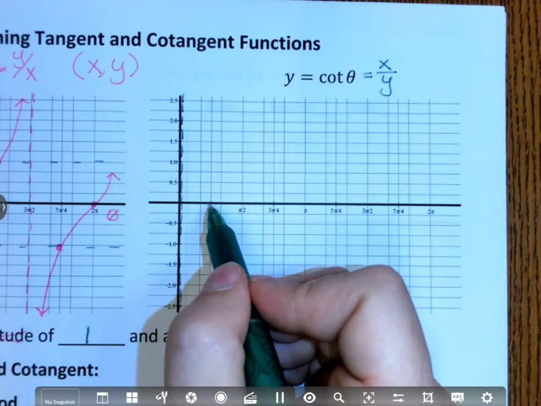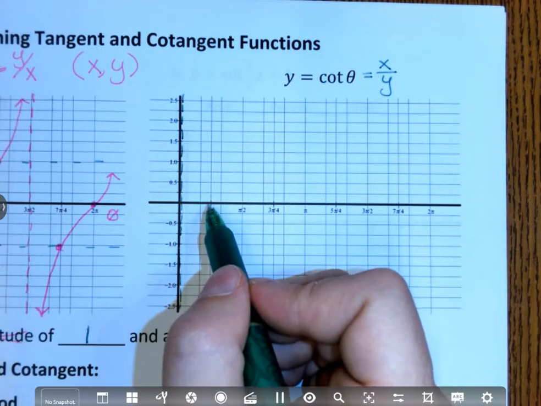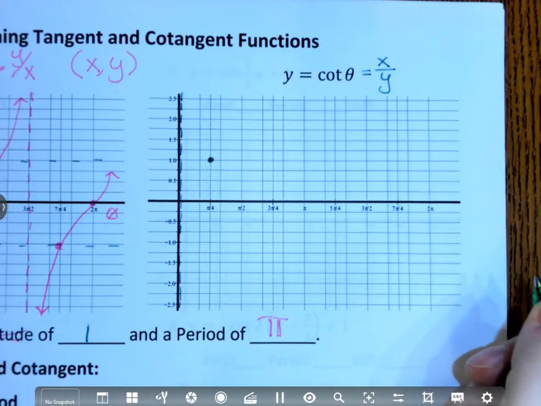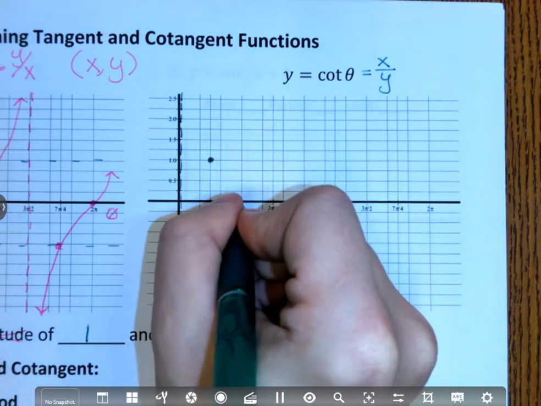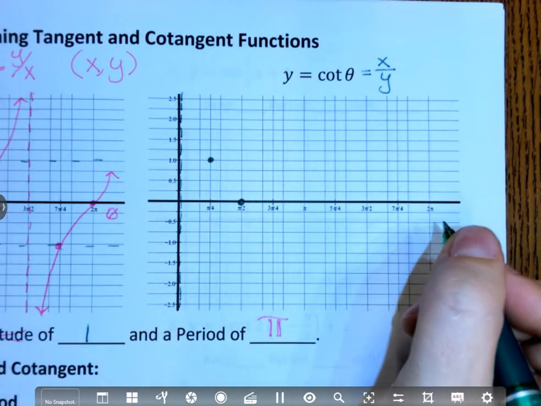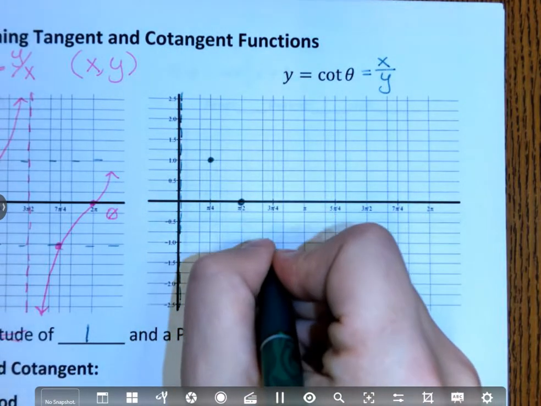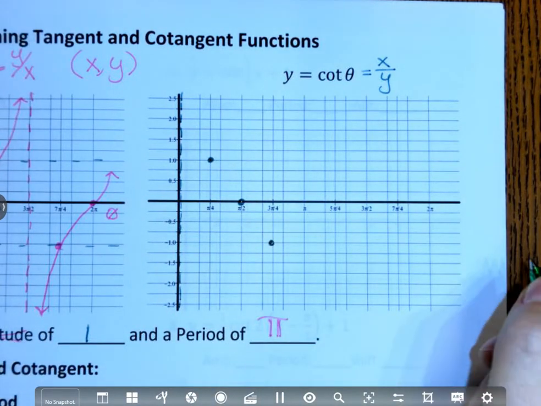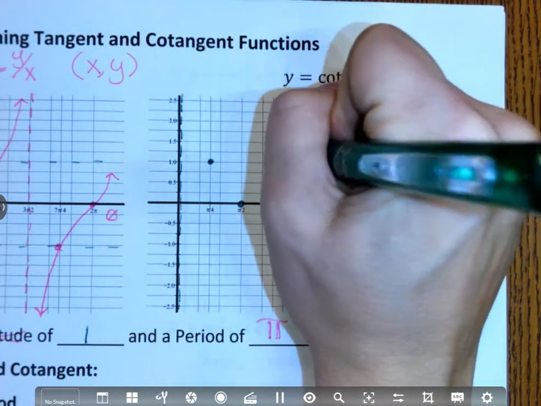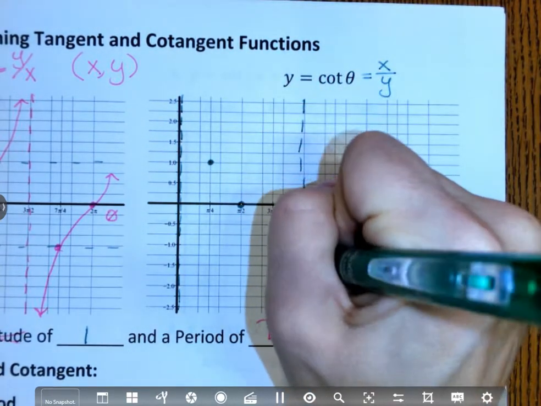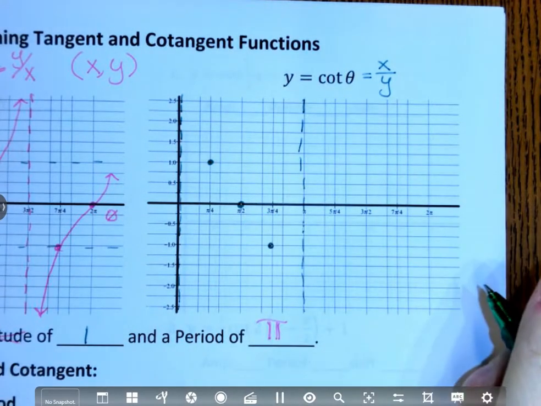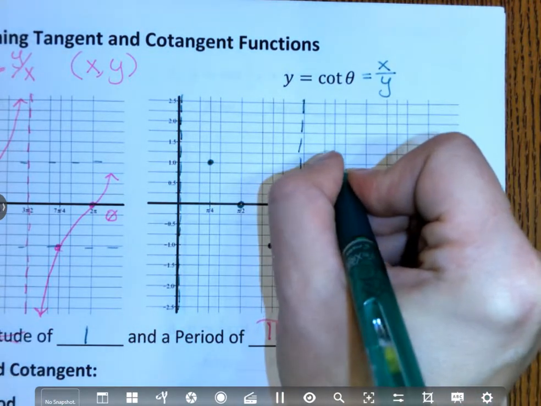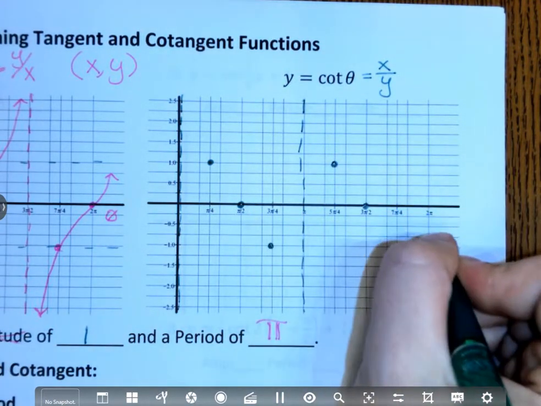What is the cotangent of pi over 4? 1. Cotangent of pi over 2? 3 pi over 4, bless you. You see we're picking up that pattern again. Cotangent of pi, undefined. There's another one of my beautiful little asymptotes. Cotangent of 5 pi over 4. And we're picking up that pattern.